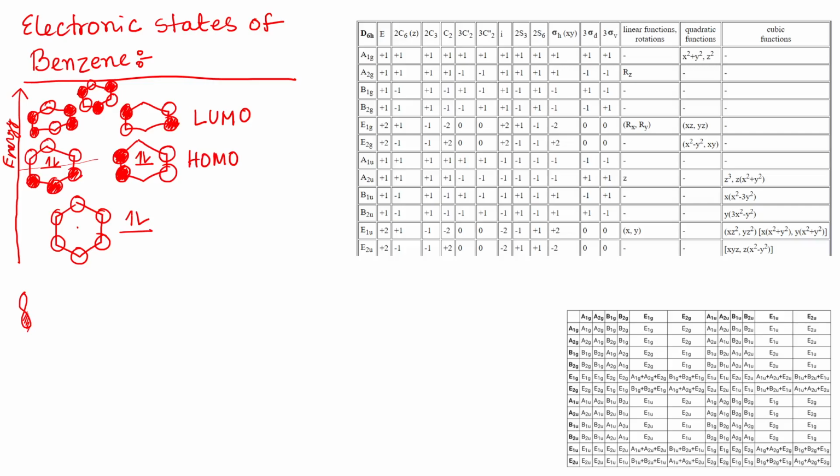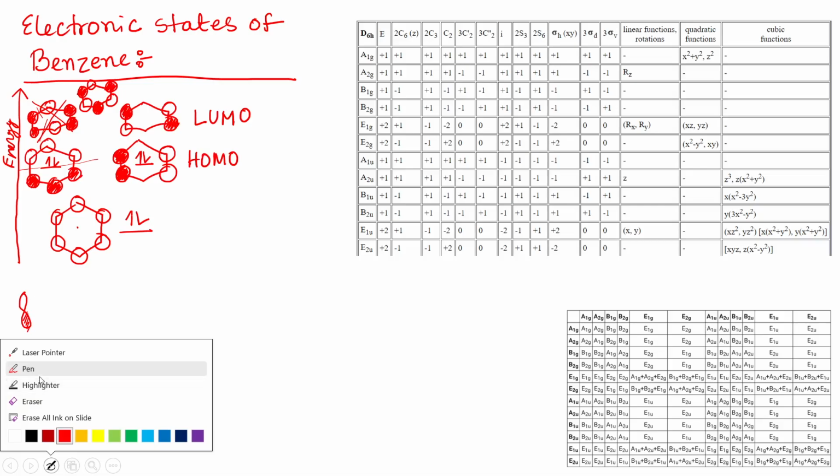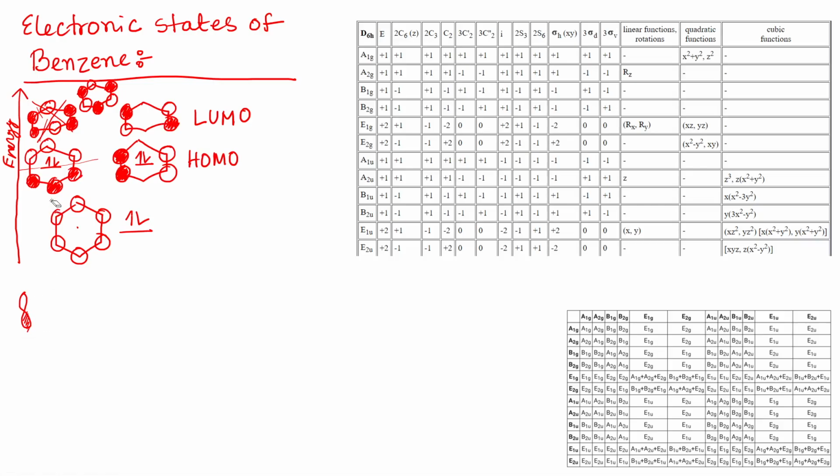Now, how many nodes are here in this part? One plane, two planes, right? Can you see two planes? Yes. So let me draw it. You can see there are two nodes associated with this. So here you saw one node, here you see two nodes.